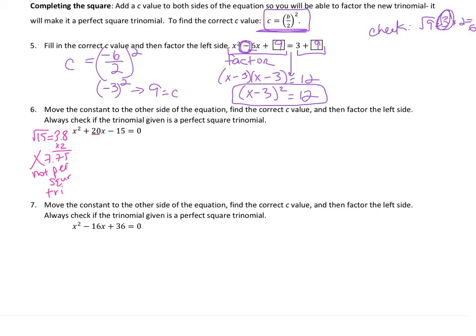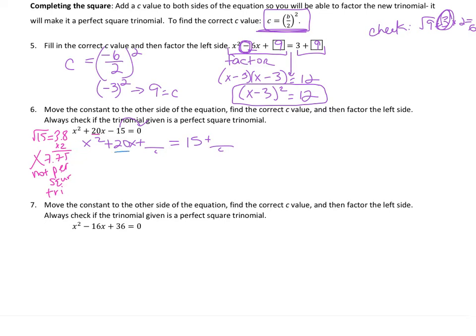Because it is not a perfect square trinomial, that means that we need to move this constant, this extra 15, to the other side of the equation. To move that over, we need to add it to the other side. So we're going to have x squared plus 20x, I'll leave a little space there, equals, and then my 15. The reason I left that little space is just like up here, we need to fill in what our new c value is going to be. So I usually put a little line to show me that I need to add what that new number is going to be, and that's my c value that I need to find now based on my b.